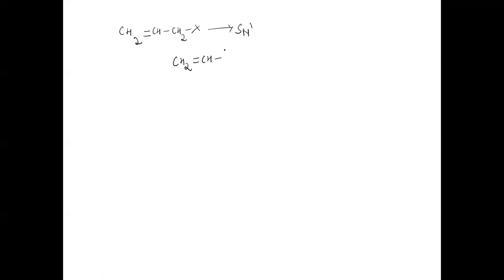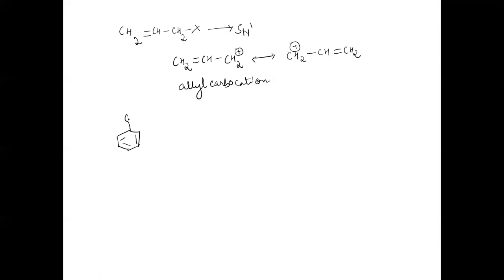CH2, yes, this is the intermediate which is formed. This is nothing but the allyl carbocation, right? So the allyl carbocation which is formed here is stabilized by means of resonance. And when we come to the benzyl, this is a benzyl halide. When it loses X minus, it results in the formation of the carbocation, and this is also stabilized by resonance.